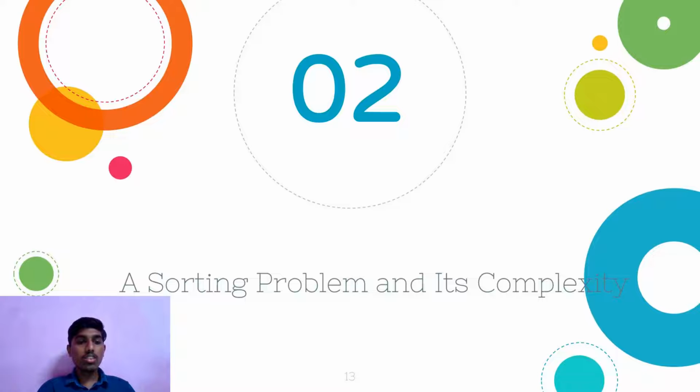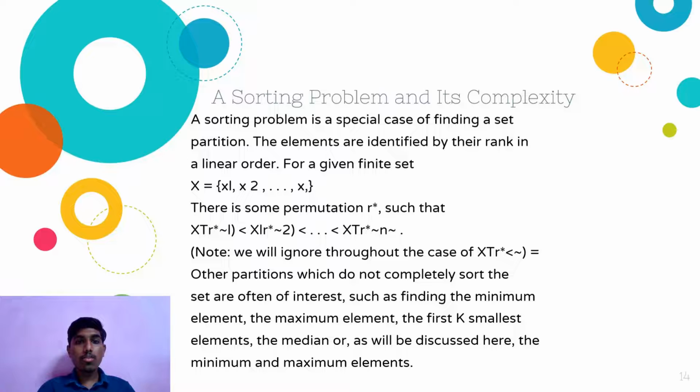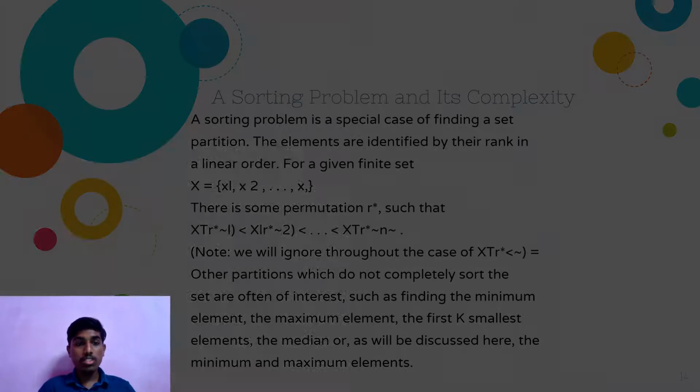So let's discuss the sorting problem and its complexity. A sorting problem is a special case of finding a set partition. The elements are identified by their rank in a linear order for a given finite set. There is some permutation such that other partitions which do not completely sort the set are often of interest, such as finding the minimum element, the maximum element, the first k smallest elements, the median, or, as will be discussed here, the minimum and maximum elements.